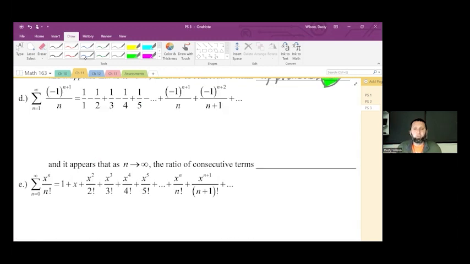D, the sum from n equals 1 to infinity of negative 1 to the n plus 1 over n, that is 1 over 1 minus 1 over 2 plus 1 over 3 minus 1 over 4 plus 1 over 5 minus dot, dot, dot, plus negative 1 to the n plus 1 over n, plus negative 1 to the n plus 1 over n plus 1, plus dot, dot, dot. I hope you recognize this as the alternating harmonic series, which we know from fact number 2 converges.